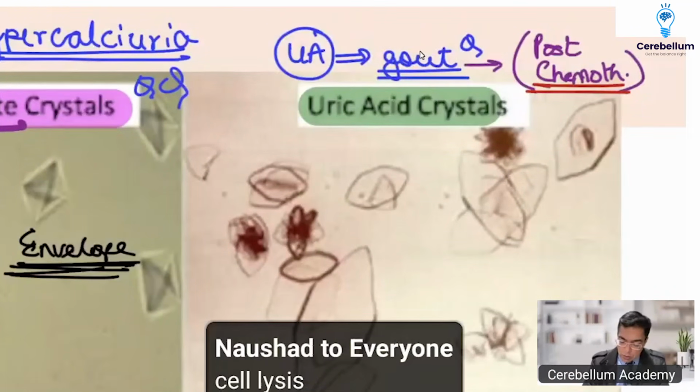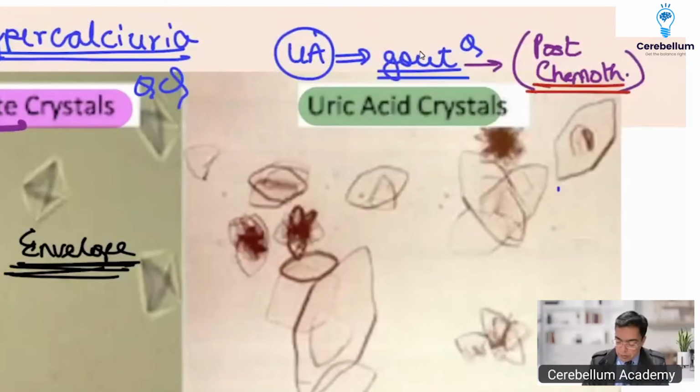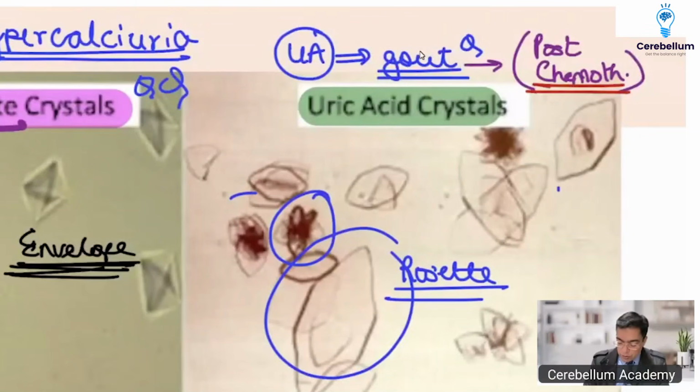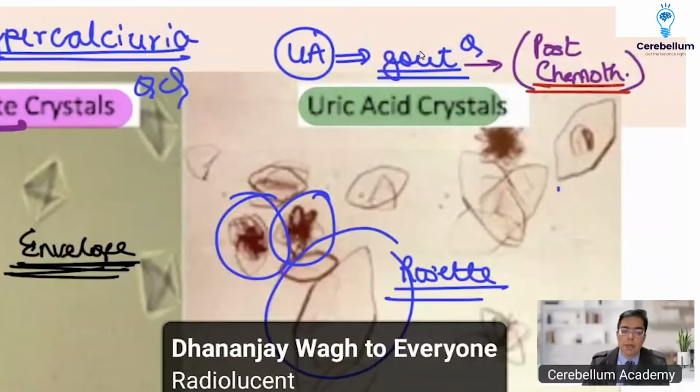These crystals are not going to have any specific shape. So you can say that they are going to be either non-specific in shape, or sometimes they are going to have a rosette shape. Urate is rosette. That is what we are going to be talking about over here.